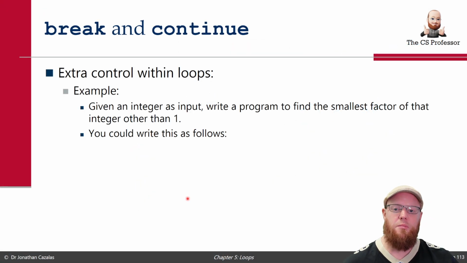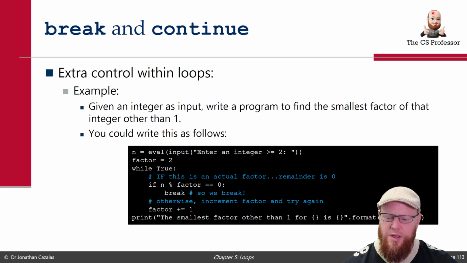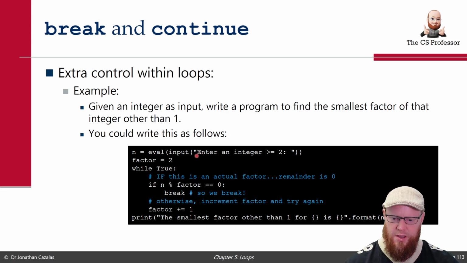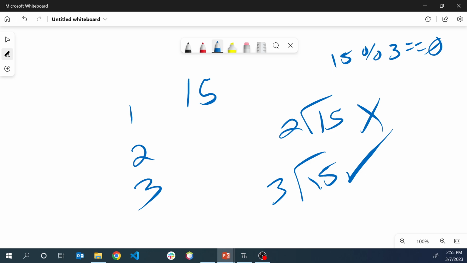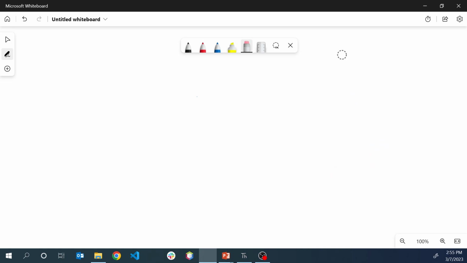So given an integer, we want to find the smallest factor of that integer other than 1. So here is a solution. We ask the user for an integer, and of course we want the integer to be some value greater than 2 so the program will work. Let's say they entered 15. Well, we need to start our checking with 2, then 3, then maybe 4 and 5 if you needed to. Let's just say the given integer that the user entered was 7.